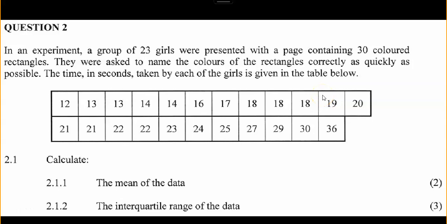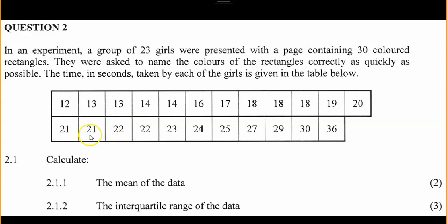Today, in today's paper, we will be looking at question 2 of the 2017 NSC exam, and we are looking at data handling. What we have here is an experiment where a group of 23 girls were presented with a page containing 30 colored rectangles. They were asked to name the colors of the rectangles correctly as quickly as possible. The time in seconds taken by each of the girls is given in the table below. So these are the seconds taken by each girl to identify the colors.